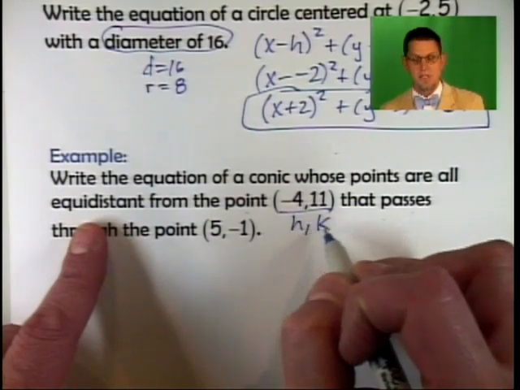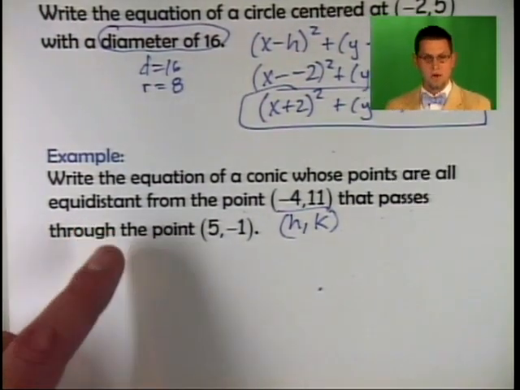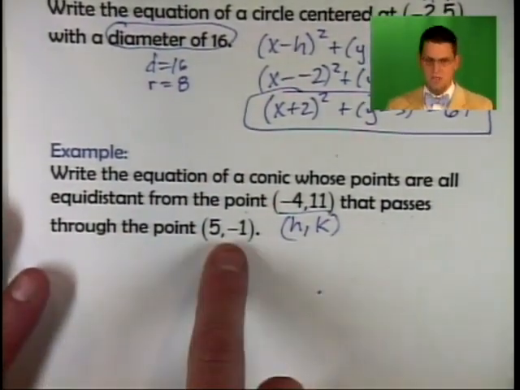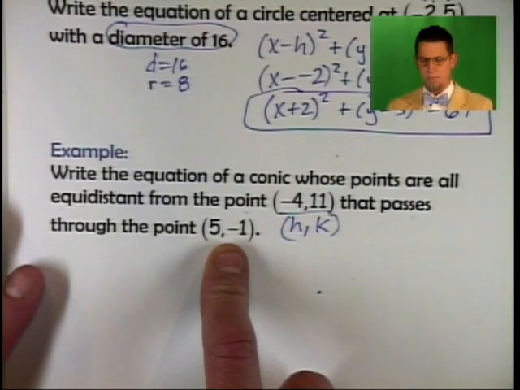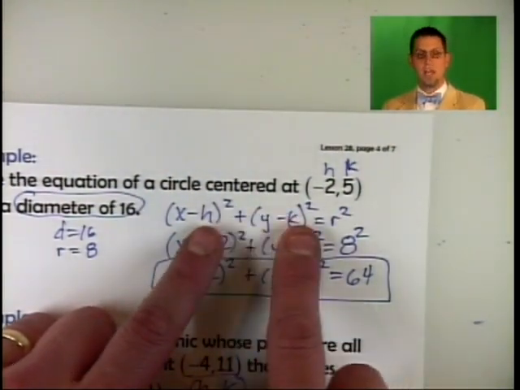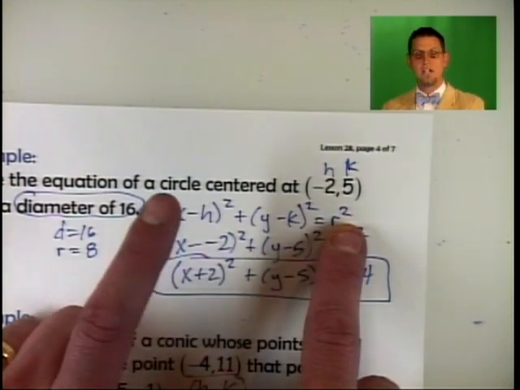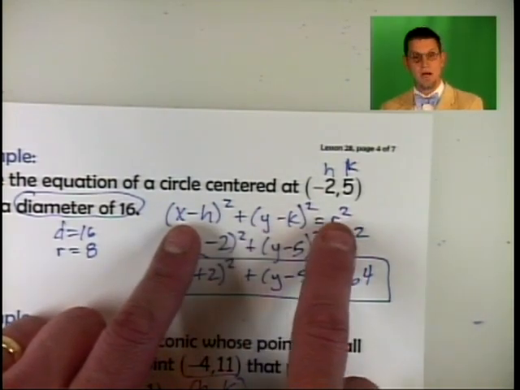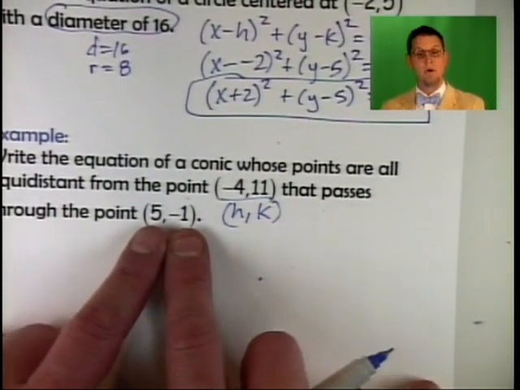So this is my h, k. h is -4, and we have k is 11. But I don't have the radius in this case. I have a point through which it passes. Well, let's come back up here. If I know h and I know k, but I don't know r, then I need to know an x and y that pass through the circle so that I can find r. Well, it's essentially what we have here.